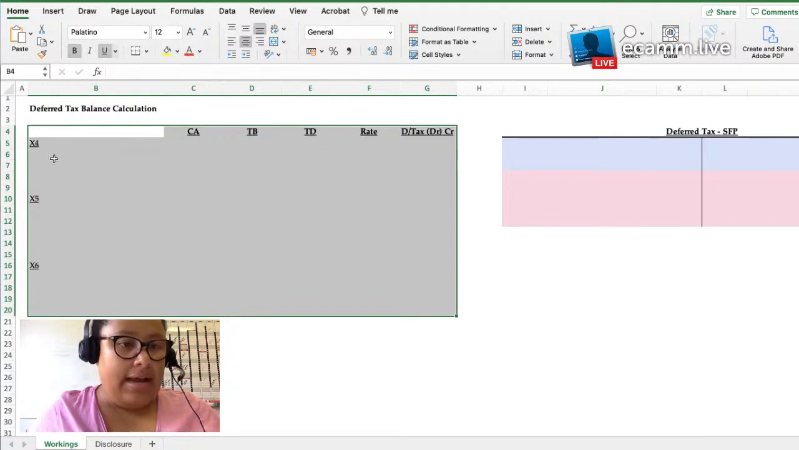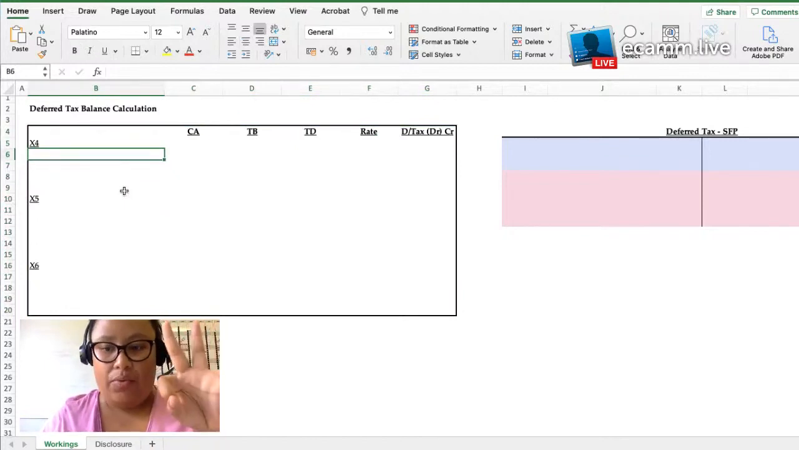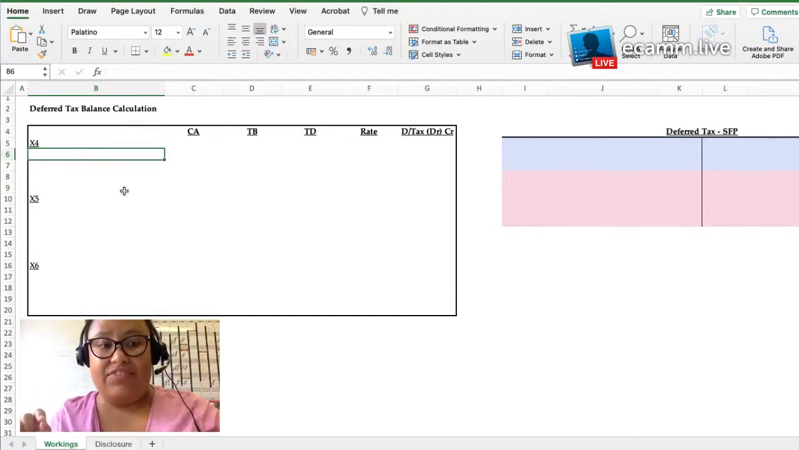Okay. Now, if I look at year X4, there's 3 years that we're actually going to look at when we calculate the deferred tax balance. The reason why we're looking at 3 years is because we're doing comparative, so we're looking at the disclosure for X5 and X6. But in order to understand the movement in X5, we must understand what the opening balance was, which would have been the balance at the end of X4.